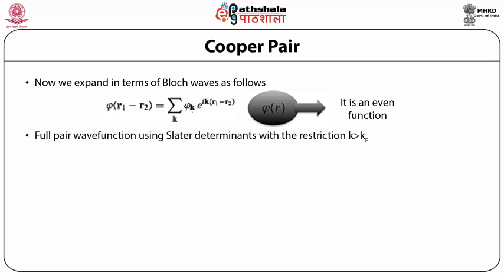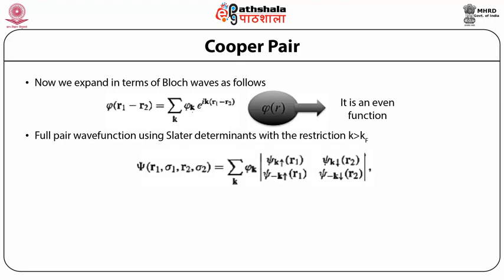The full pair wave function, that is the electron pair wave function, using Slater determinants with the restriction that k is more than kf, can be written like this: the summation over k of phi k multiplied by a 2 by 2 matrix. The diagonal elements are the wave function with the vector k at coordinate r1, that is this electron, with up spin, and the other diagonal element is the electron at the r2 coordinate, down spin, with momentum minus k.